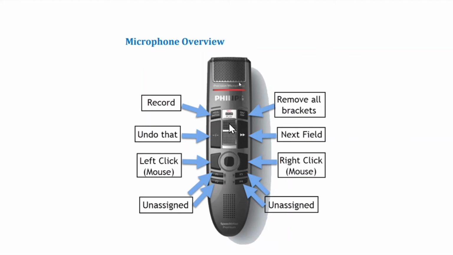To the right of the toggle switch is a next field action that will move the cursor to the next field in a template. And to the left of the toggle switch is an undo action that will undo the last command. On the top right is the INS button, used at the end of your documentation to remove all the brackets from your documents.